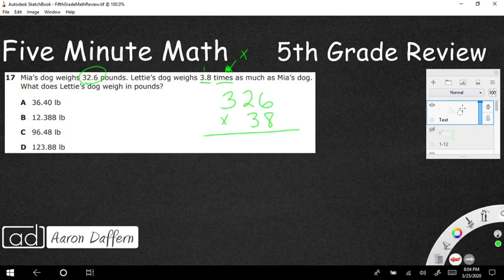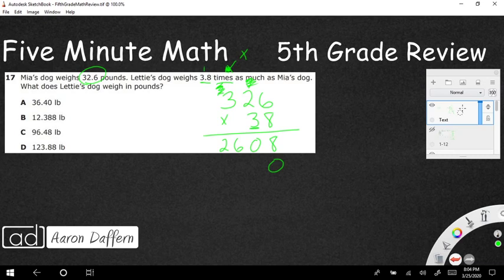So 8 times 6 is 48. And we got 8 times 2, that is 16. Add the 4, that's going to make 20. And so 8 times 3 is 24. Add the 2, 26. Once again, get rid of these. And let's put a 0 in that second row because this 3 is really a 30 because it's in the tens place. Now we're going to multiply again.